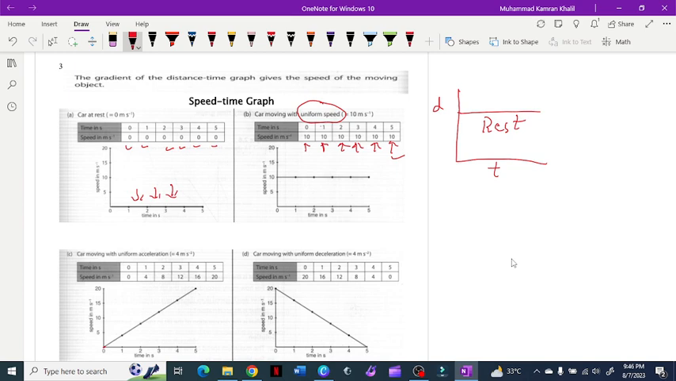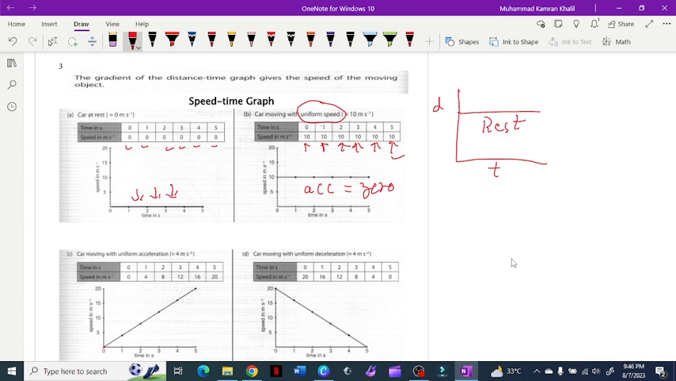So if this situation arises with respect to a velocity-time graph or speed-time graph, then what will we say about the motion of the object? That it is moving with uniform speed, constant speed, steady speed, and its acceleration will certainly be zero. Why will acceleration be zero?